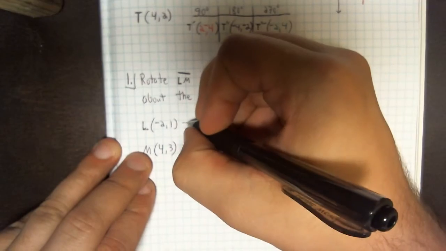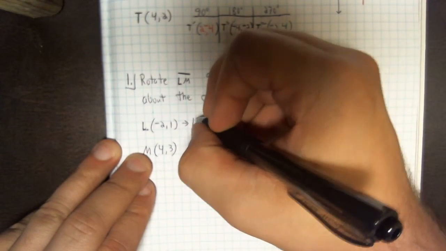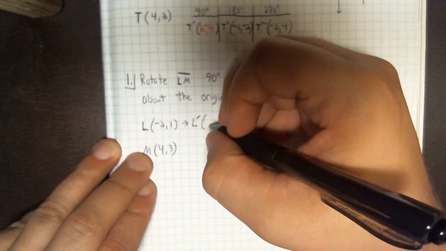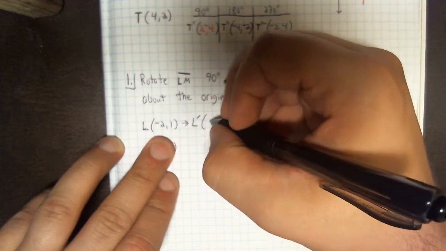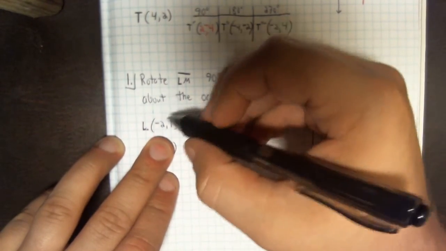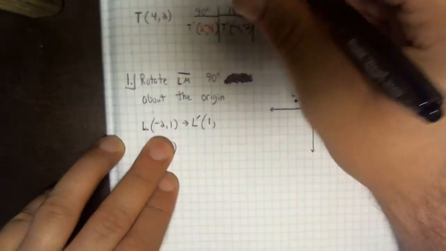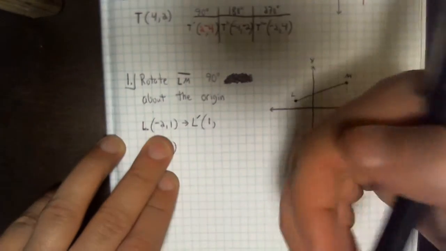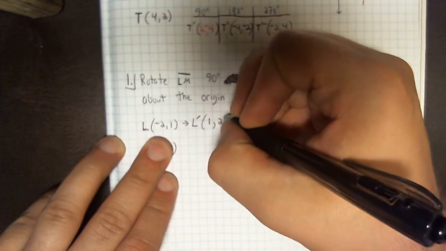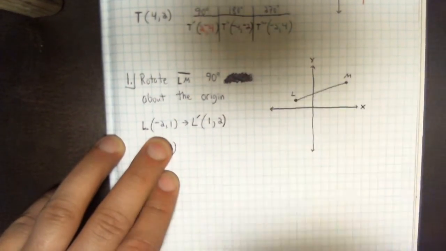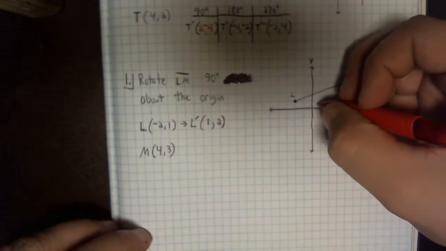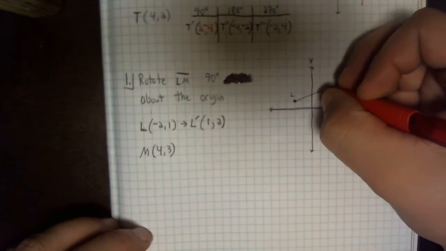Okay, so L prime. I want to switch my x and y. So y comes first as 1. x comes second, but I want to switch the sign. So if I'm already negative, I want it to be positive. So that's L prime's new coordinate. I'm going to plot that. 1, 2.